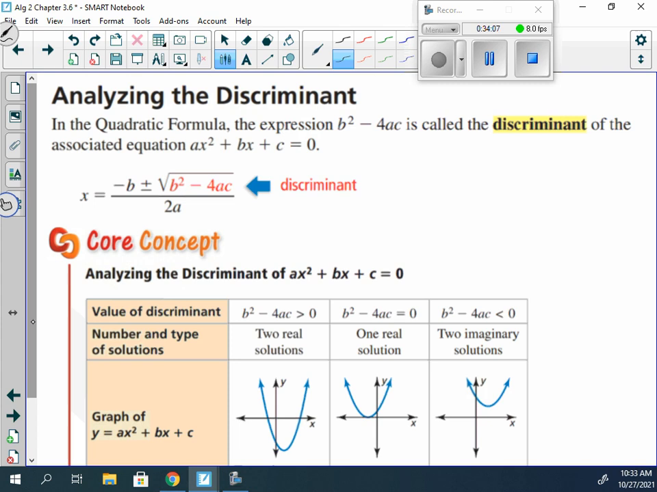Now, if B squared minus 4AC is greater than 0, we have 2 real solutions. If it is equal to 0, we have 1 real solution, and if it's less than 0, we have 2 complex solutions. But if it's greater than 0, we'll have 2 real solutions.